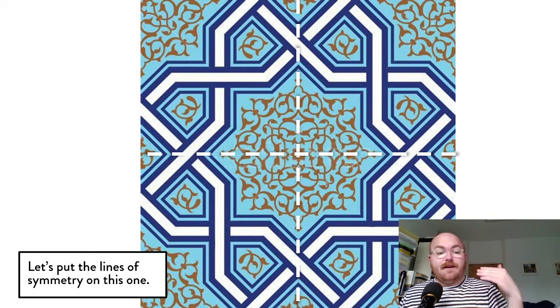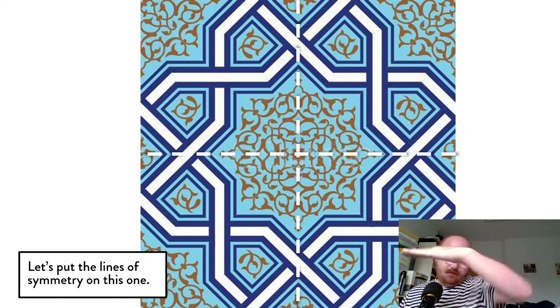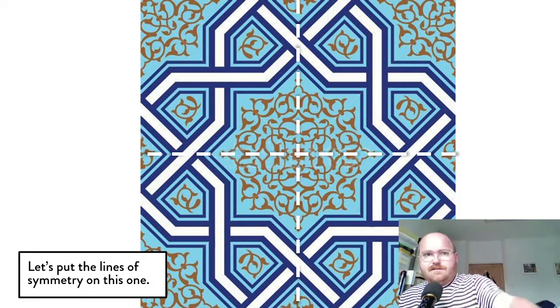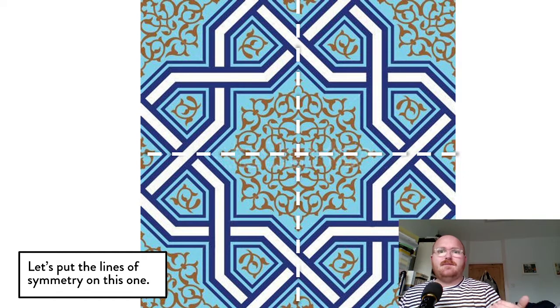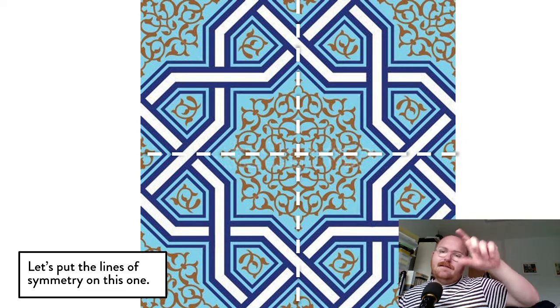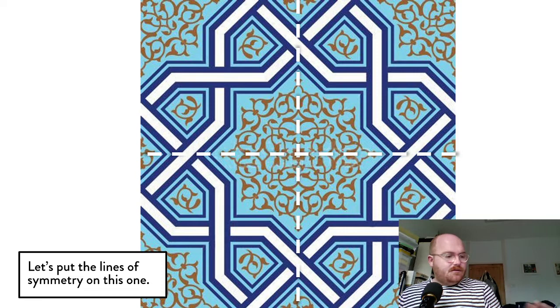So what about this one? Let's have a look at the lines of symmetry again. It goes down and across. Each of these four sections is exactly the same as the other section. So you can see if you folded that in half and folded it in half again, you get something that is perfectly symmetrical. And that is how they repeat on and on and on. So that's what we're going to look at.